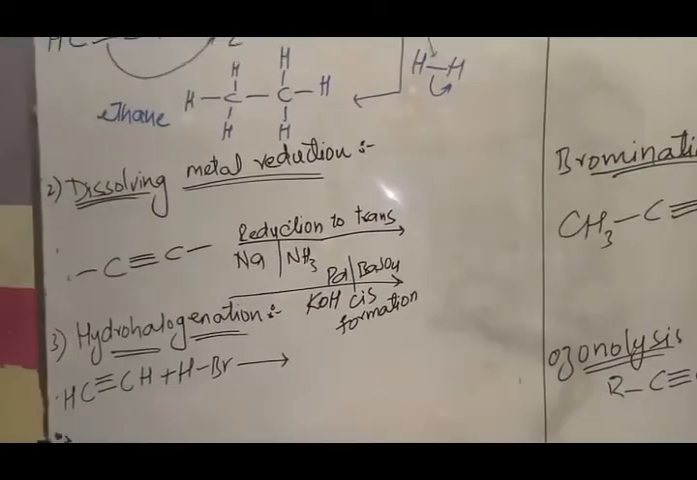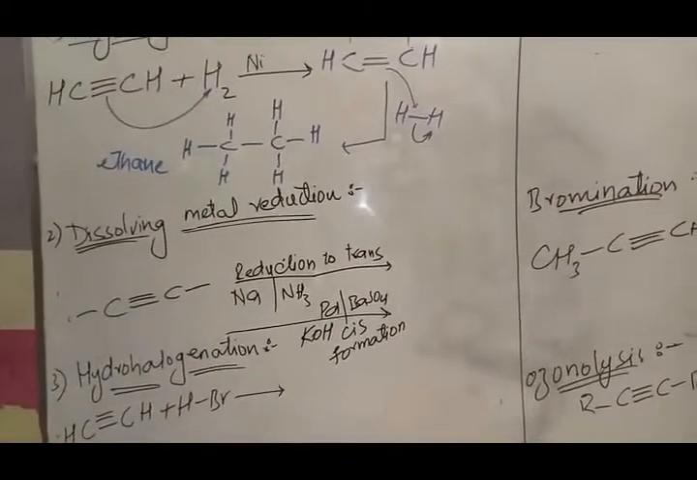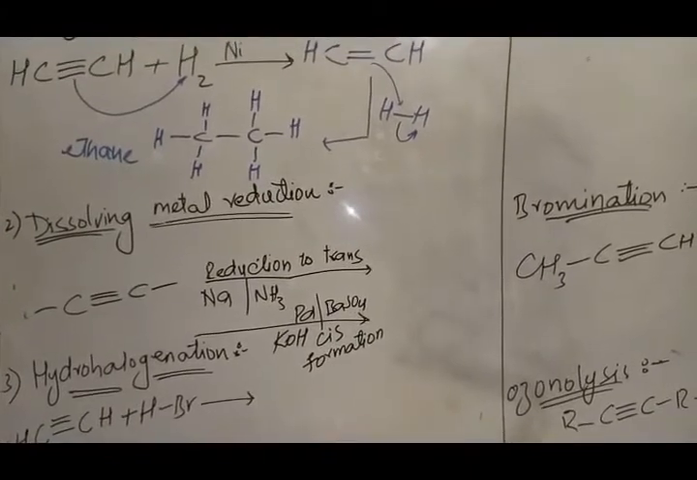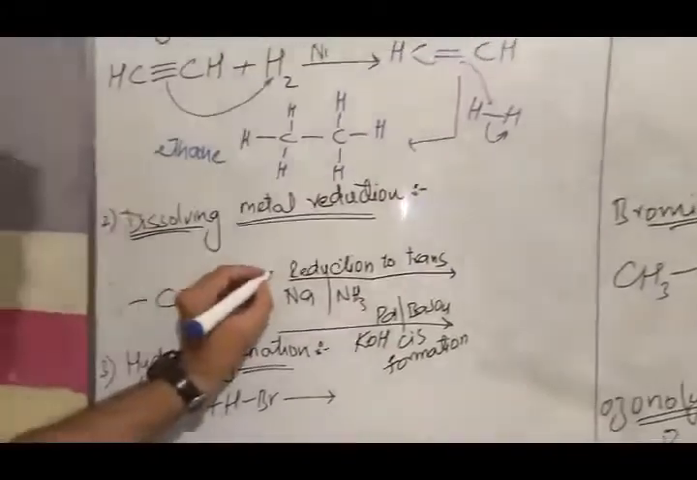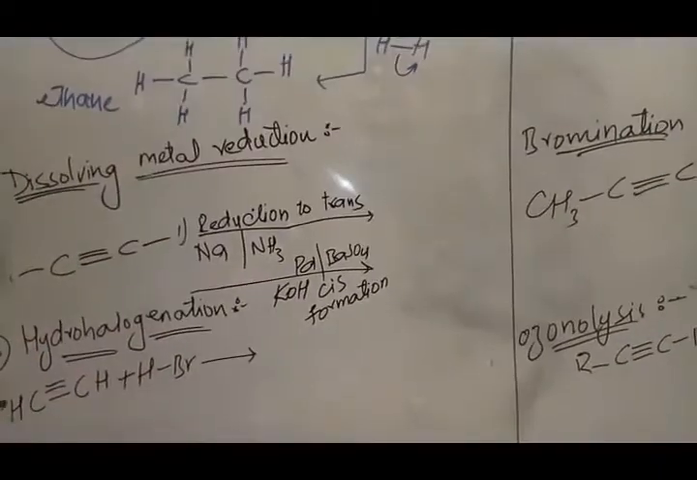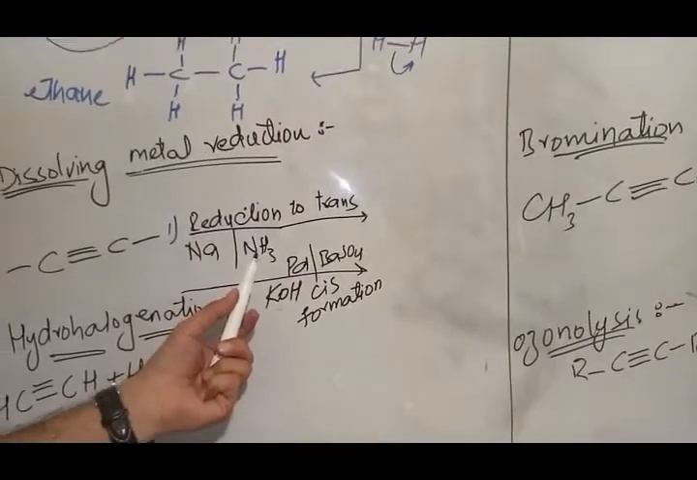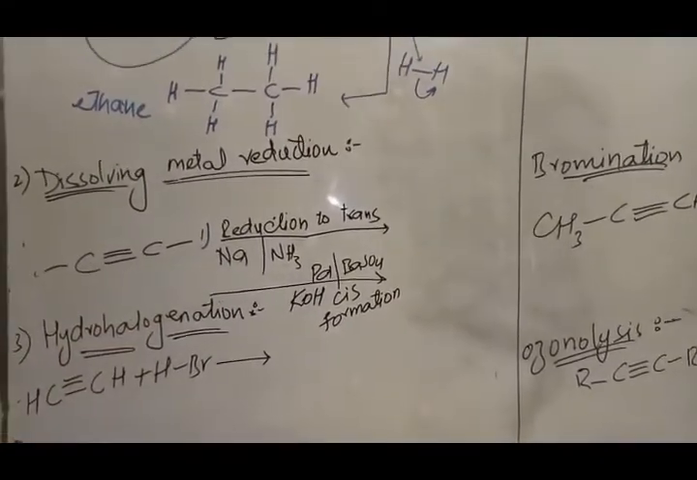Now our second reaction is dissolving metal reduction. It means we want to reduce. Reduction means addition of hydrogen, and here, students, two types of reduction will occur. The first type of reduction occurs in the presence of sodium in liquid ammonia, and this reduction gives us trans products.